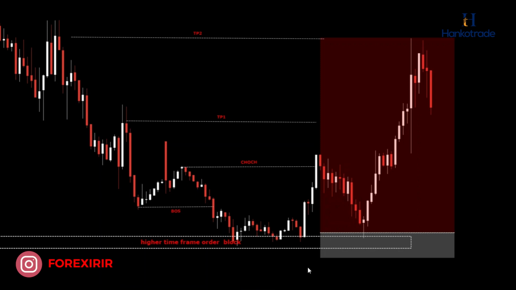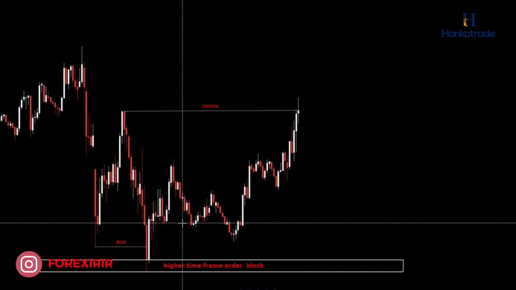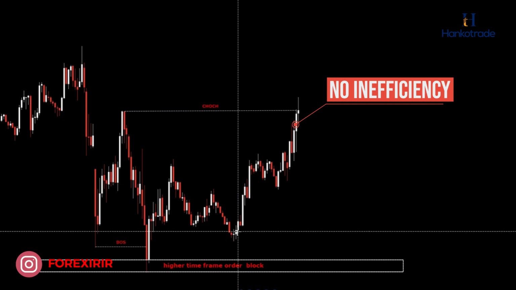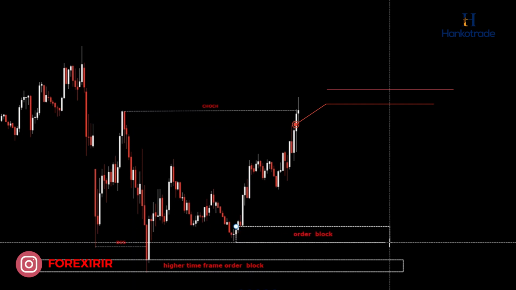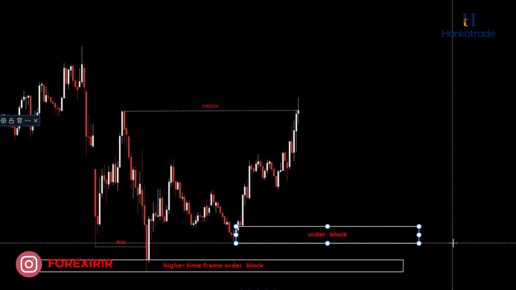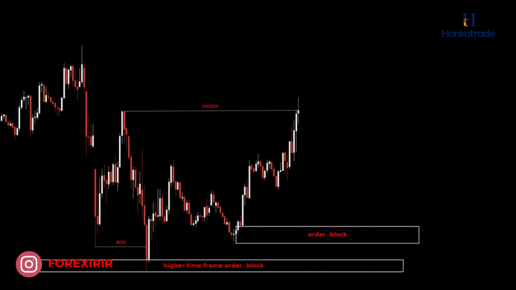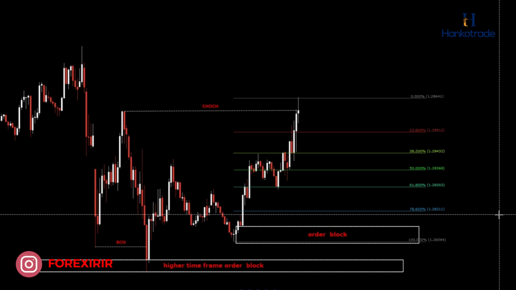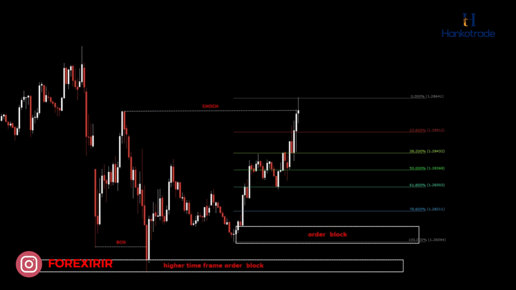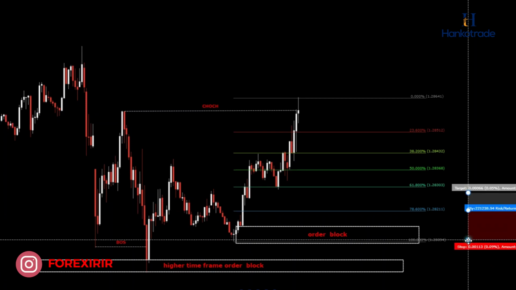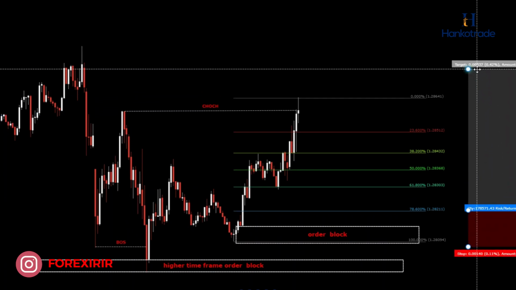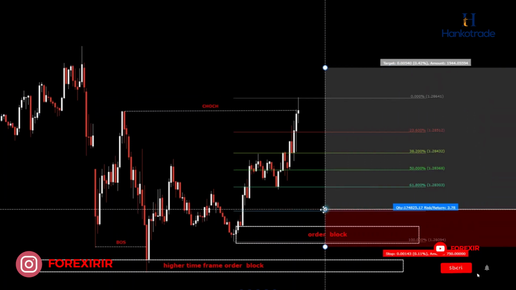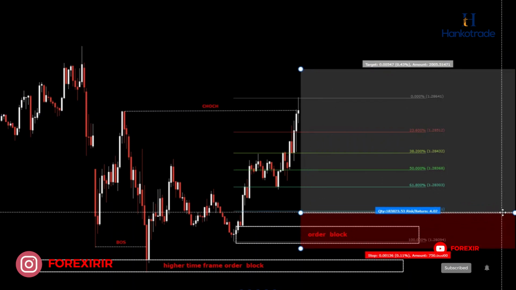The second pattern comes into play when we observe a change of character in the market, but there are no inefficiencies or gaps between the candles. In this scenario, we initiate our trade using retracement levels following these steps. 1. Apply the retracement tool from the beginning of the change of character to its end. 2. Place a buy order at the midpoint between the 61.8 and 78.6 retracement levels. 3. Set our stop loss a few pips below the swing low while targeting the next structural level in front of the current price.